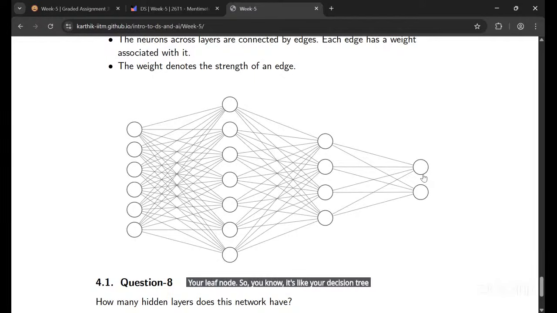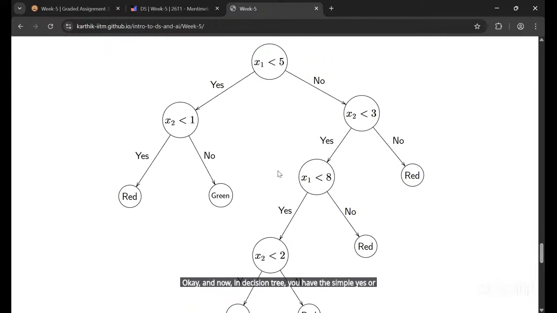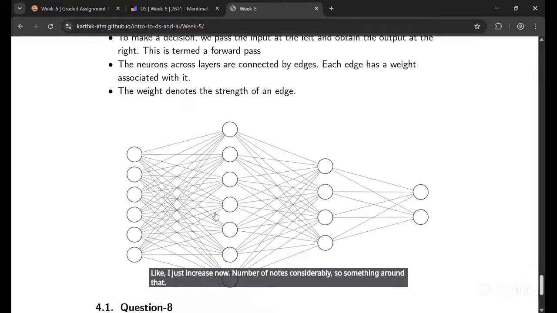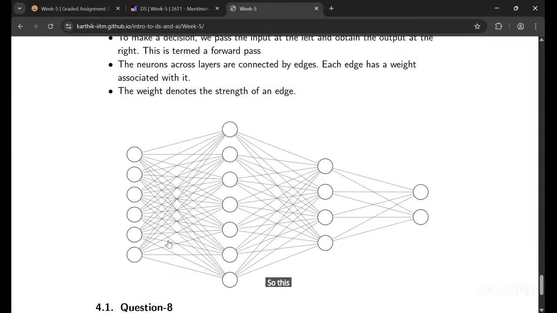So, it's like your decision tree only. It's like a decision tree, you do it like 100x. In a decision tree, you had a simple yes or no. Suppose here I also put some weights and just increase the number of nodes considerably. So something around that. This is how the basic architecture of a neural network looks like.